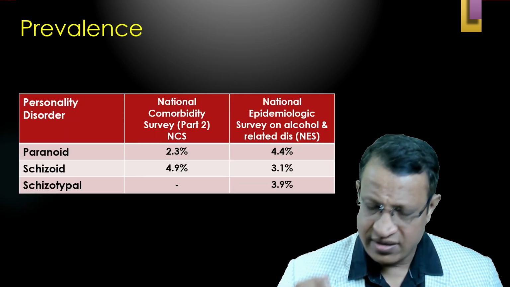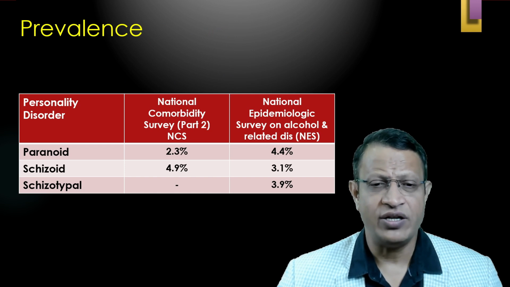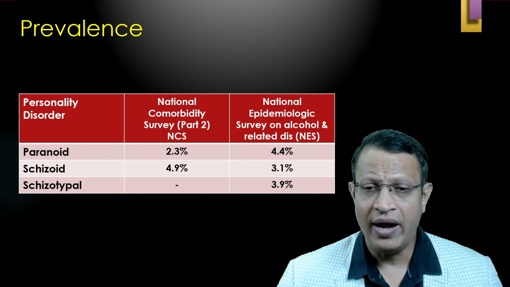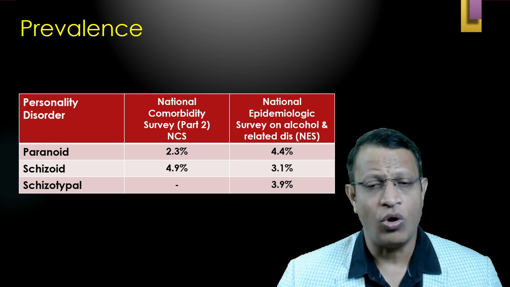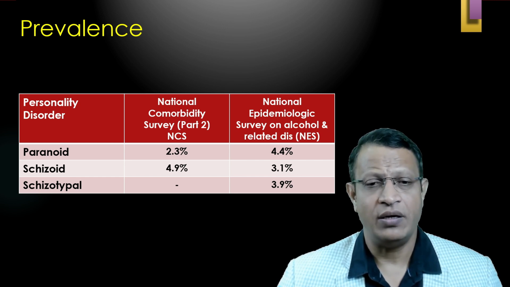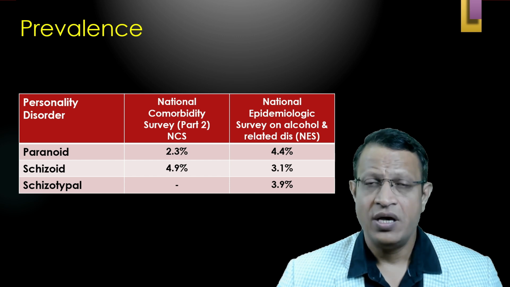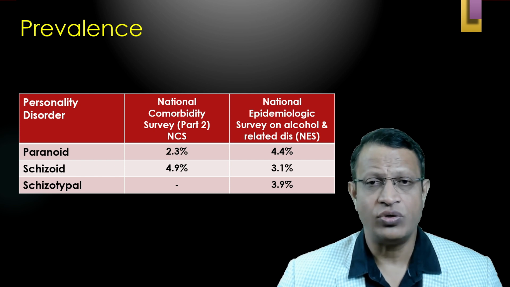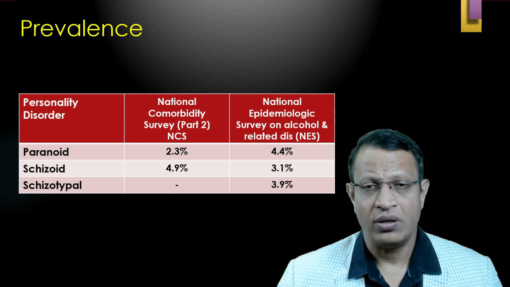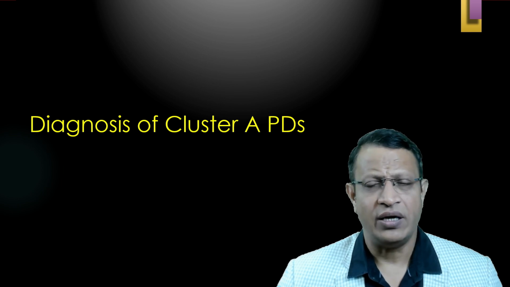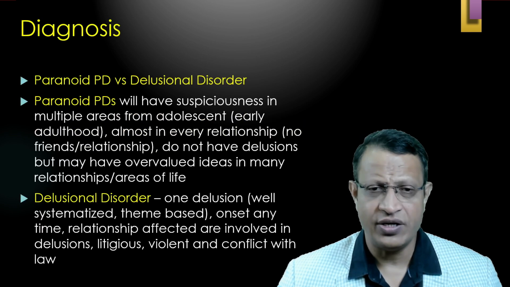Let's look into the prevalence. The prevalence of cluster A personality disorder, as per the National Comorbidity Survey Part 2 and the National Epidemiological Survey on Alcohol and Related Conditions: paranoid is between 2% to 4%, schizoid is 3% to 5%, and schizotypal is 4%. This is how cluster A personality disorder occurs in society. Let's look at the diagnosis of cluster A personality disorder.